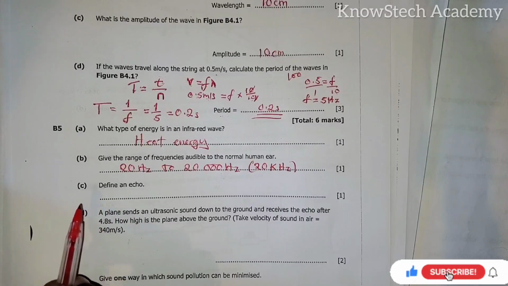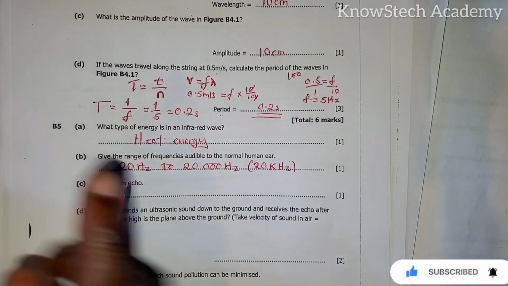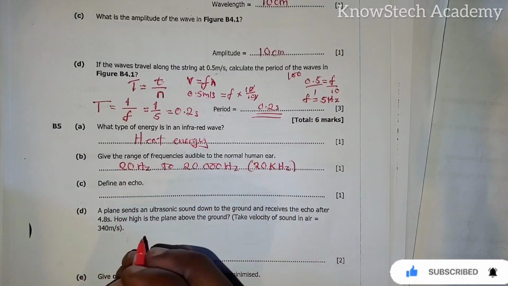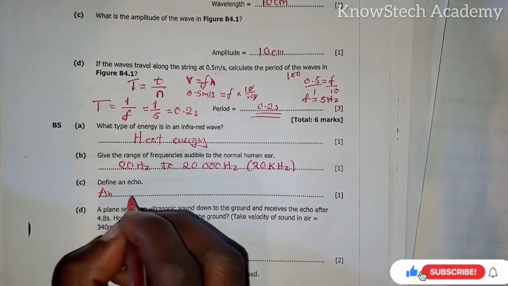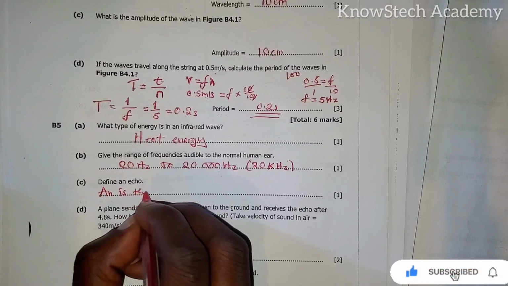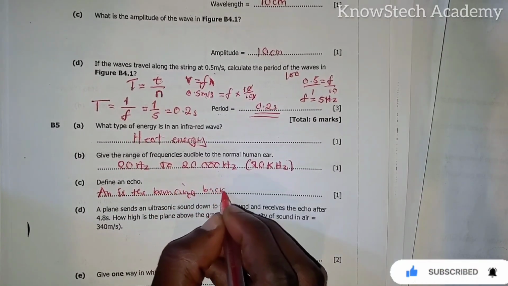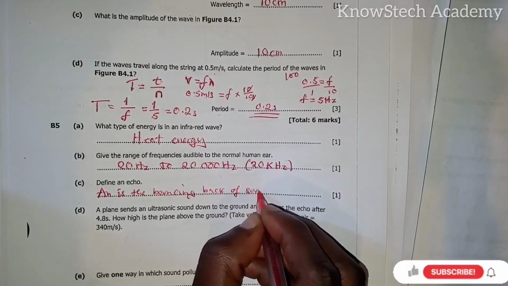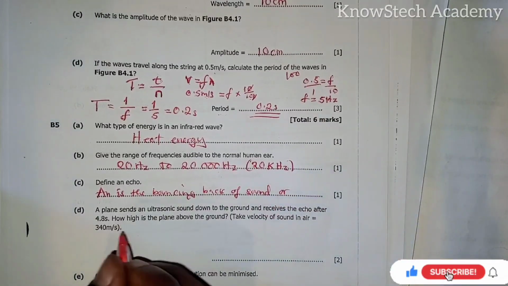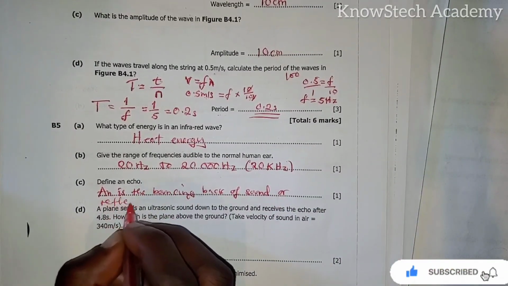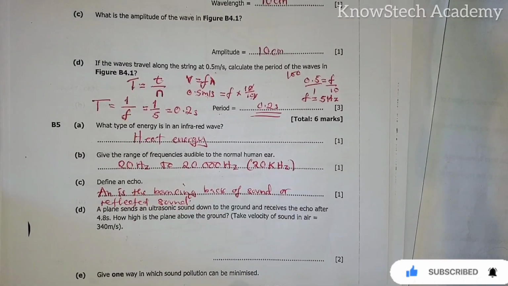So question C is saying, define an echo. Now, an echo is the bouncing back of sound. So an echo is the bouncing back of sound, or reflected sound.